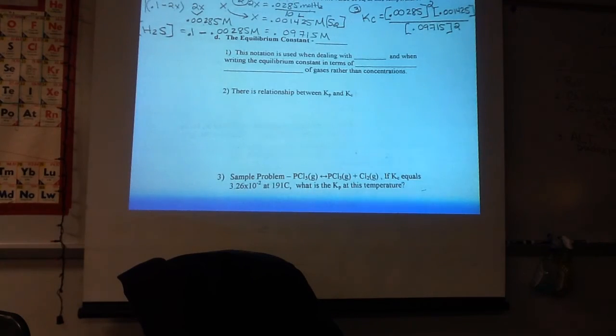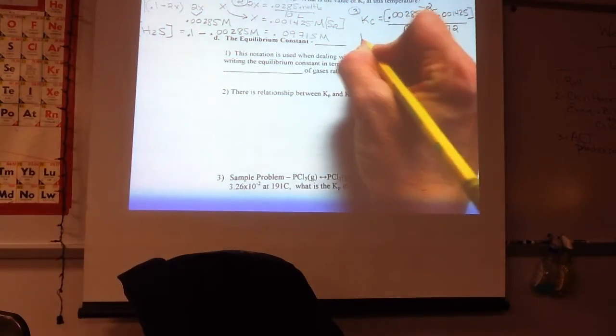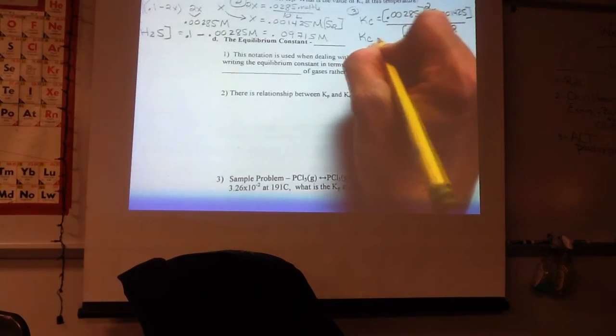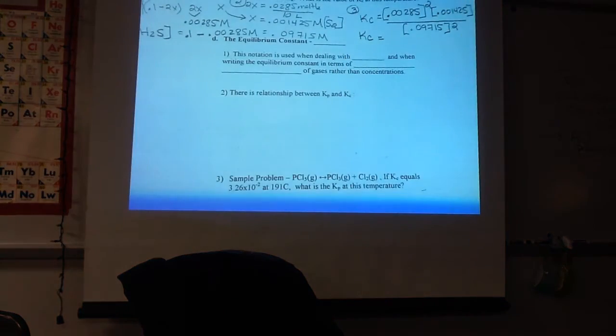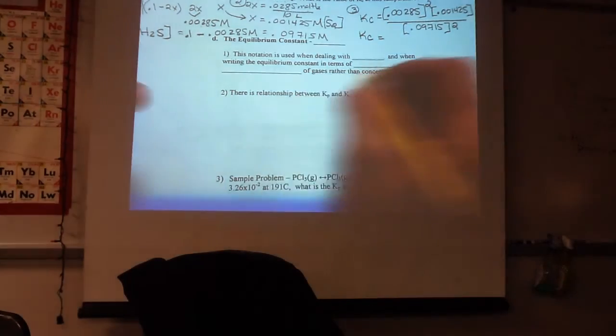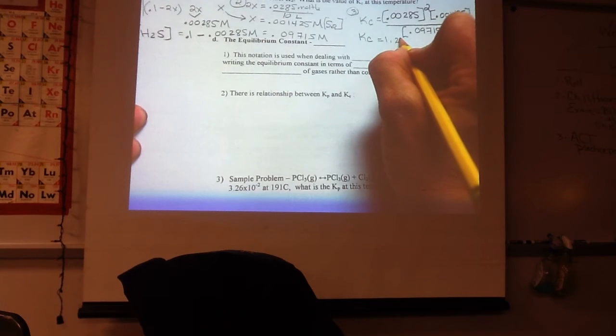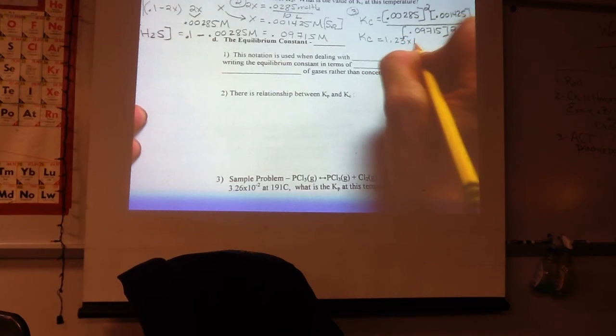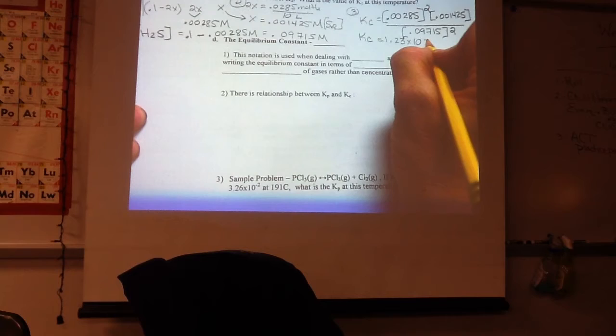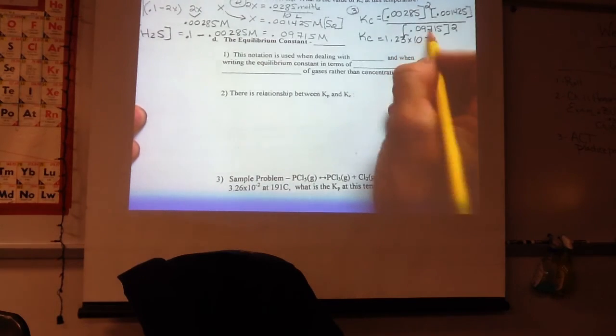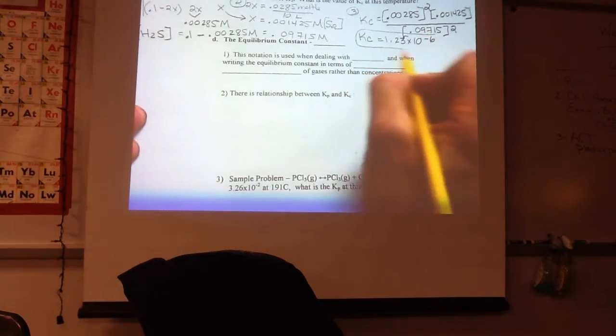And the Kc value that you get, can someone crunch that for me please? Put it in scientific notation, it would be easier. I didn't do the work. 1.226 times 10 to the minus 6. Can someone confirm it? Yes. All right, so we get 1.226, so 1.23 times 10 to the minus 6. And that's our Kc value.